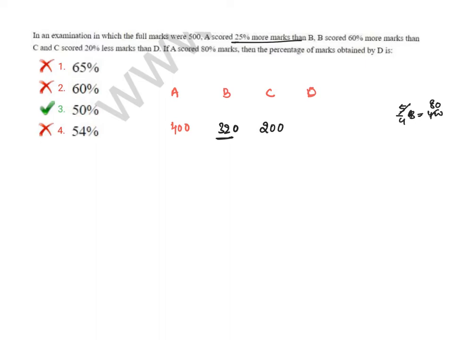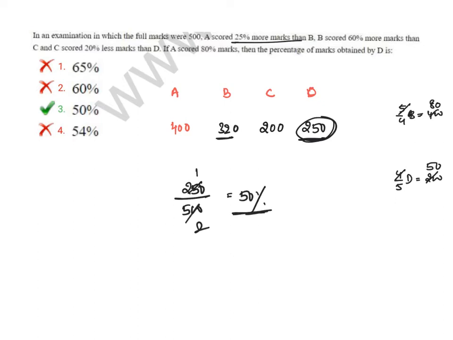And C scored 20% less than D. So 20% less than D means 4 by 5th of D is equal to C, which is 200. Then you can say 4 ones are 4, 50s are. So D is equal to 250. Now what is the percentage of marks that D scored? Total marks is 500. D scored 250, which is exactly half, which is nothing but 50%.